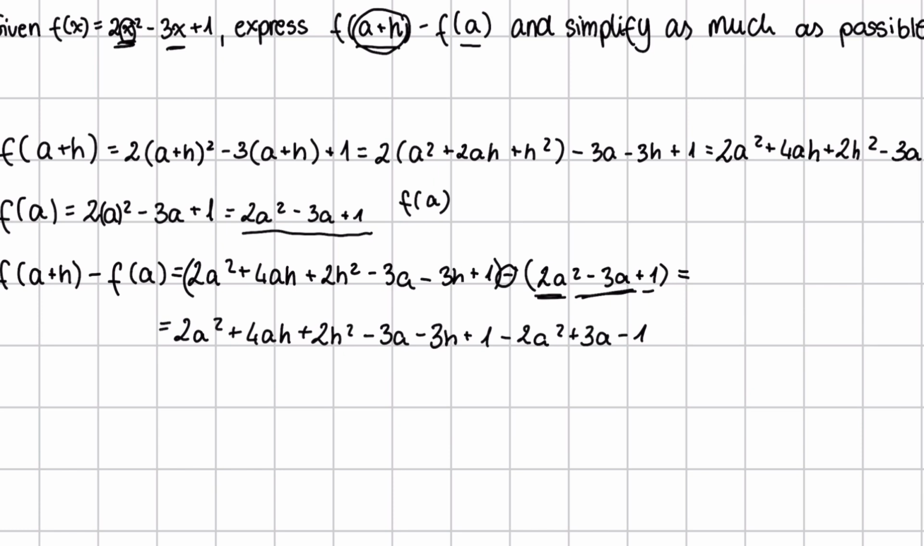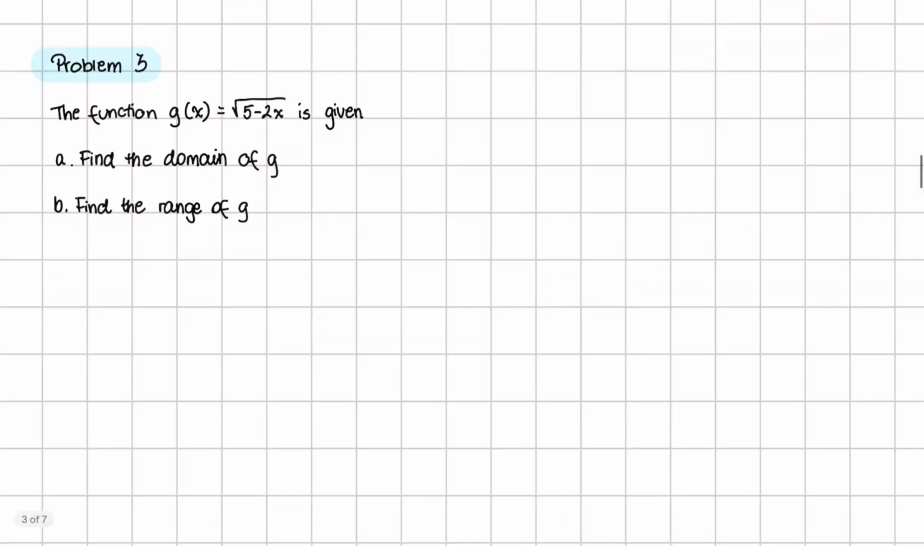Now we can see that here positive 1 and negative 1 will cancel out. Also a squared positive and negative will cancel out. The same with negative 3a and positive 3a. So our final expression is 2ah plus h squared minus 3h.